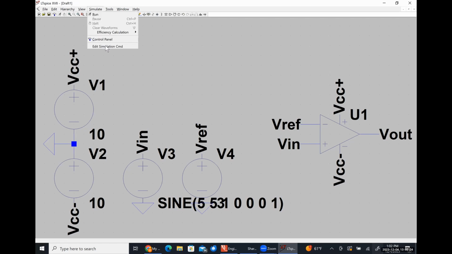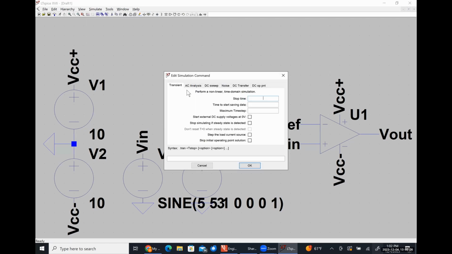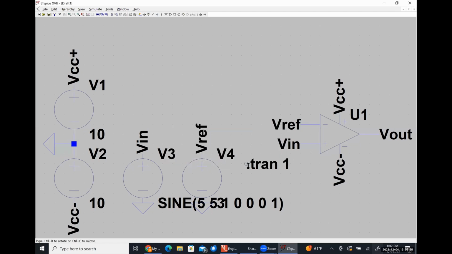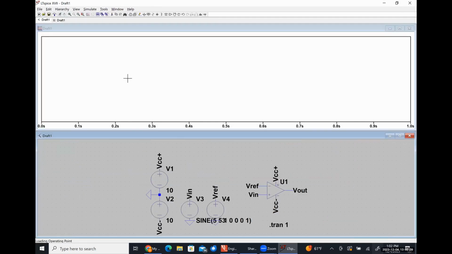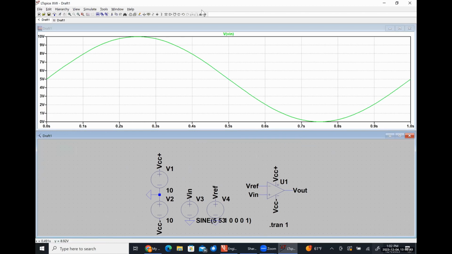So let's run our simulation. So this is going to be a transient thing. Realistically, I only need to run it for 1 second because I'm just doing 1 cycle at 1 hertz. Let's drop this down here, press the running man command, and I'm going to plot my input voltage, which is here in green. We can see that it is going from 5 all the way up to 10 and then down to 0 and back.